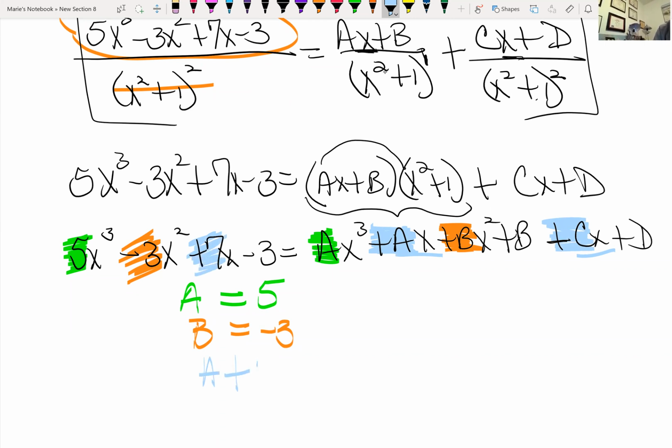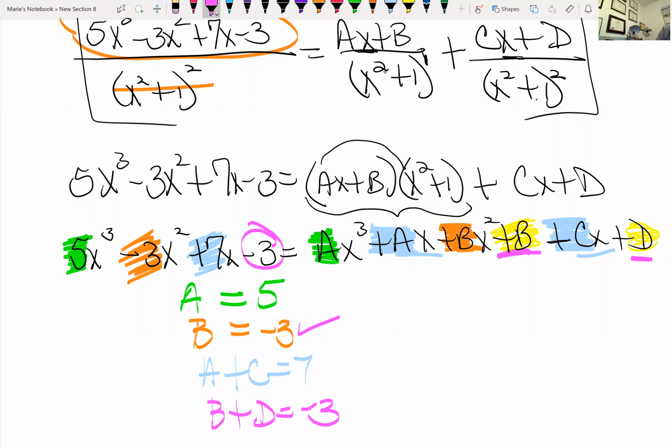So a plus c is equal to 7. And then lastly, if I do the constants b plus d, that has to equal -3. Let's use the pink. And we already know that if I have b plus d is equal to -3, and this is b, then d has to be 0. So I know at least that d is 0 already.